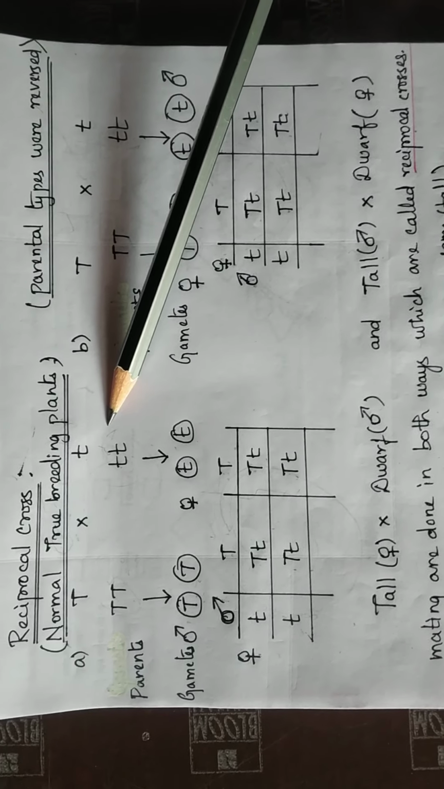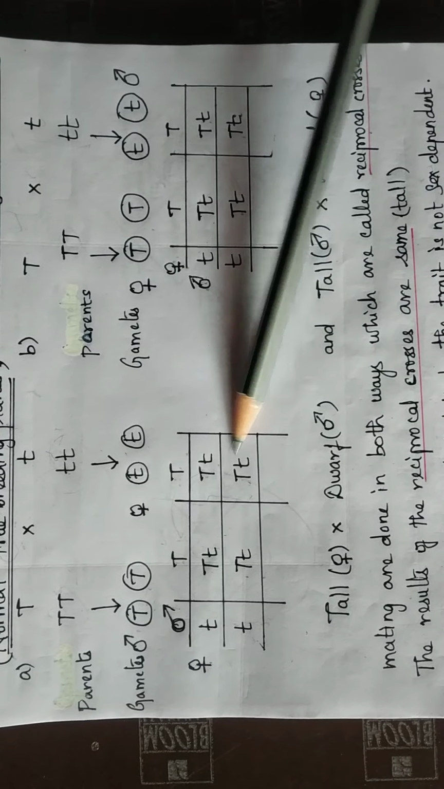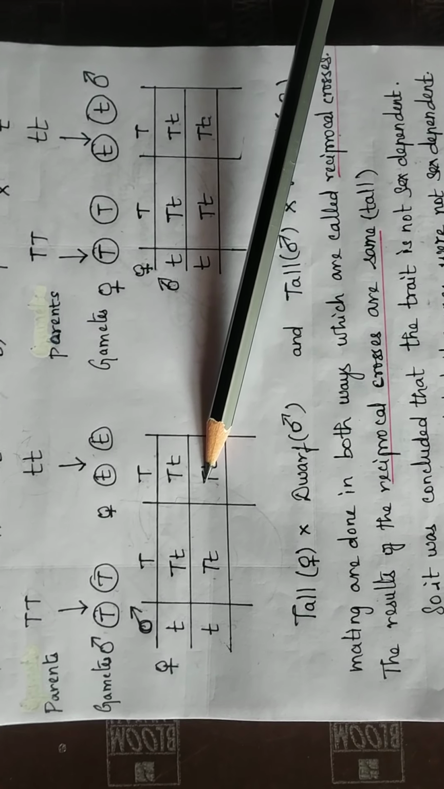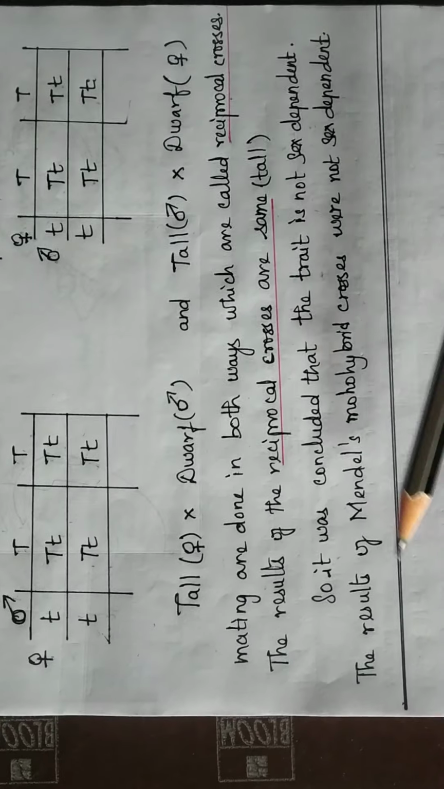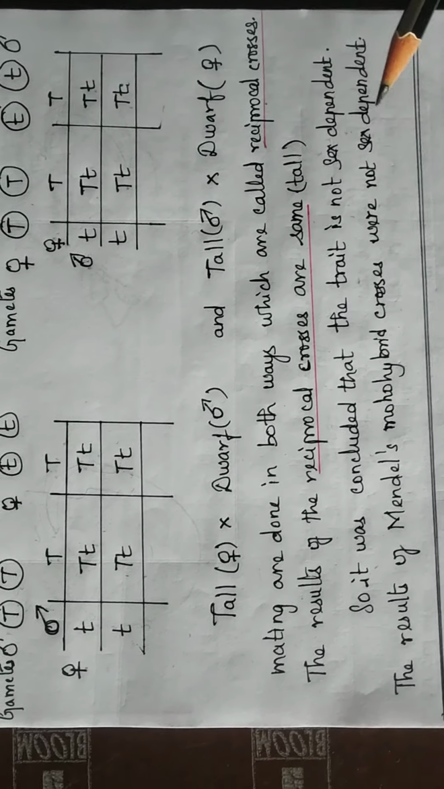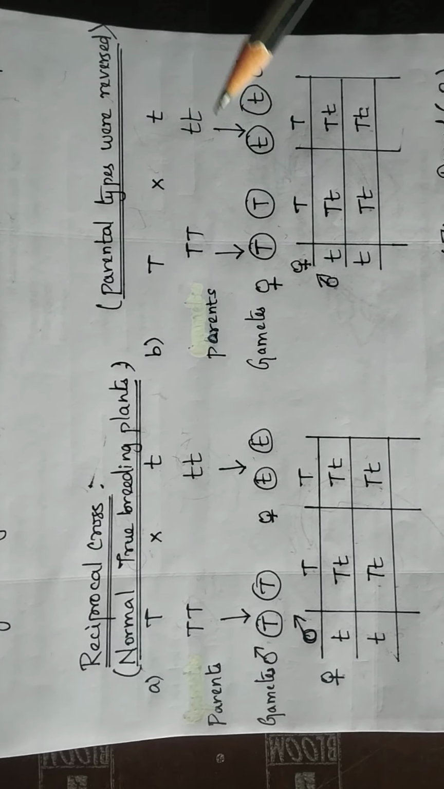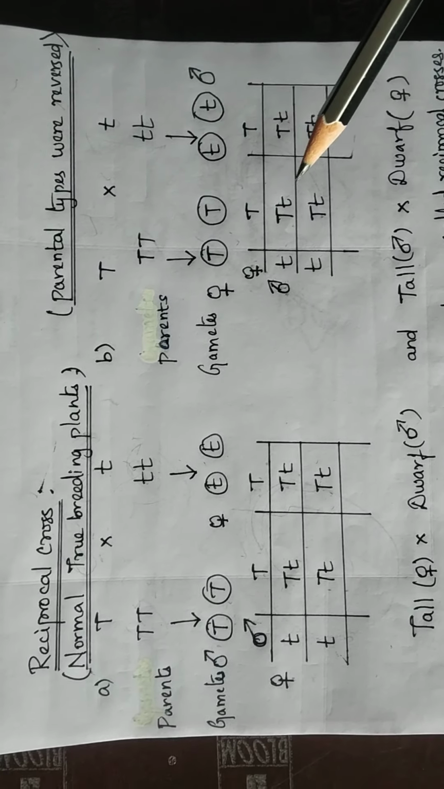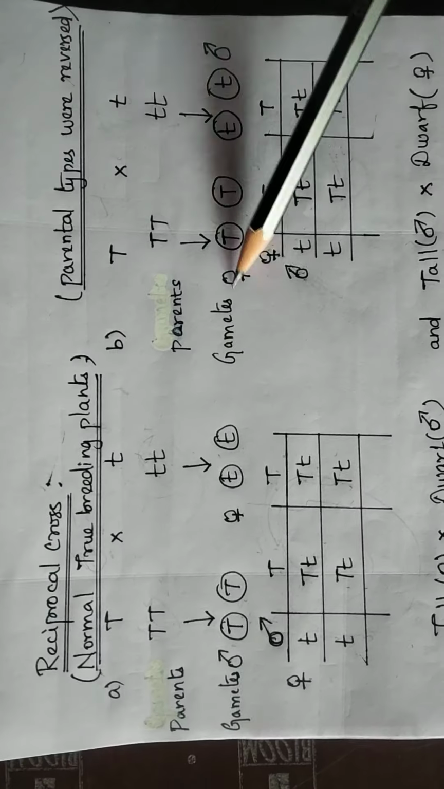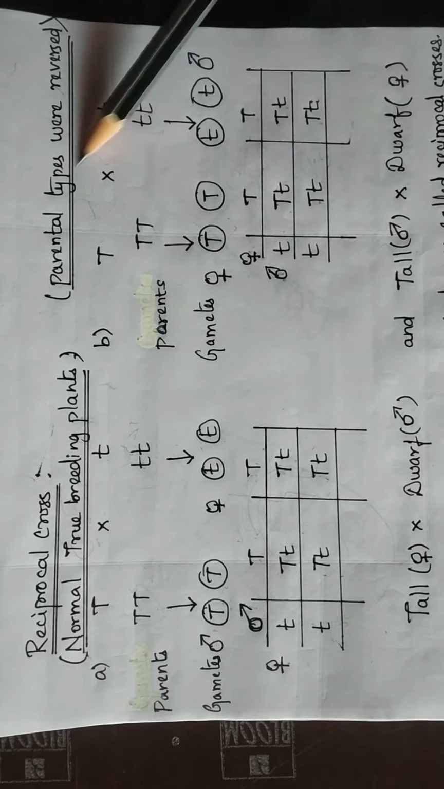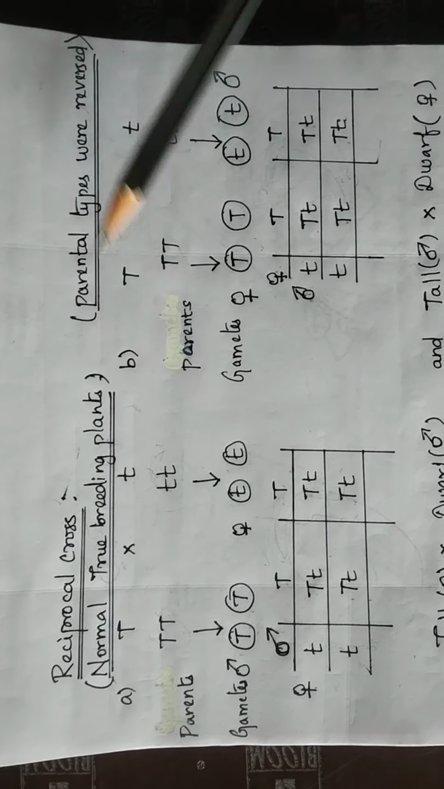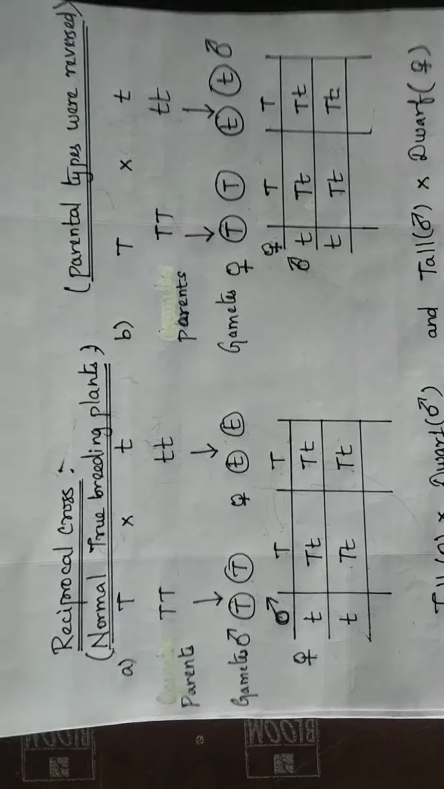The gametes are separated or segregated according to Mendel's law of segregation. So the results of Mendel's monohybrid cross were not sex dependent. This we call a reciprocal cross, when the gametes are reversed. You can see that tall plants have been produced. For the explanation, I put this checkerboard with normal true breeding plants and the parental types when reversed, to show what is produced in the F1 generation.